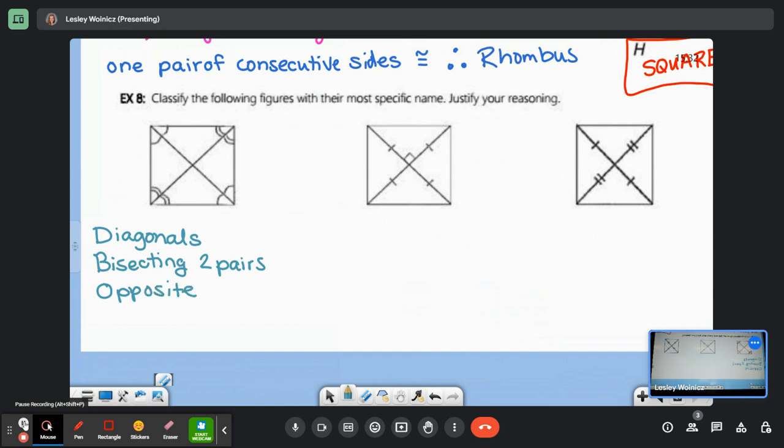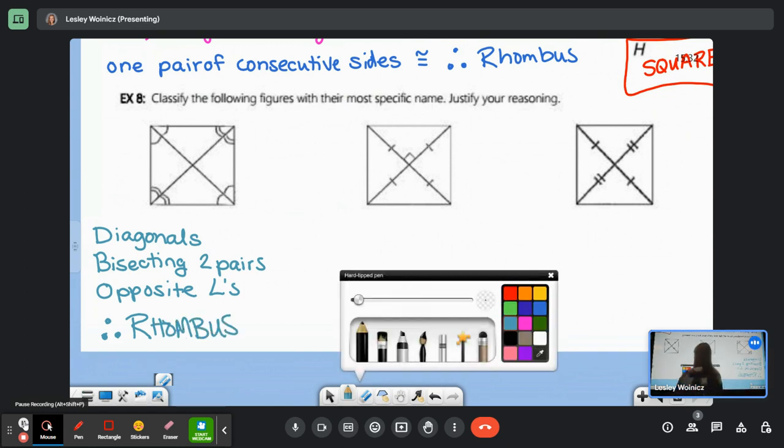Okay, let's watch the language. Diagonals bisecting two pairs of opposite angles. So this is a rhombus. All right, what about this next one?